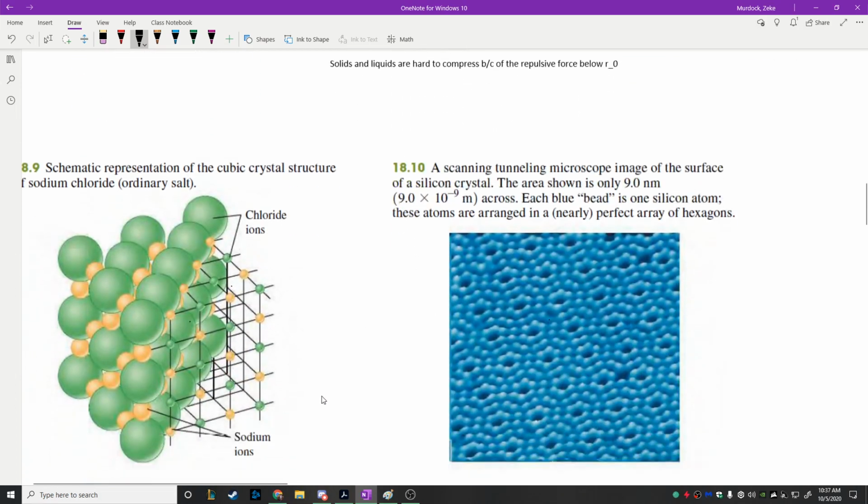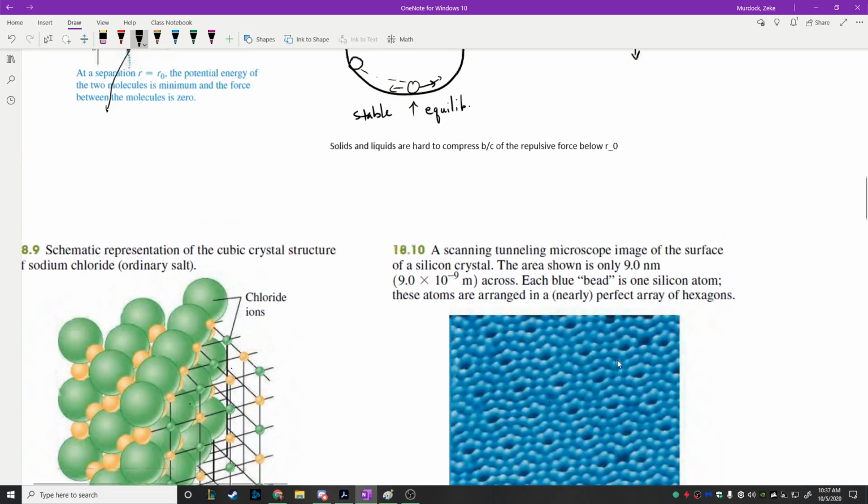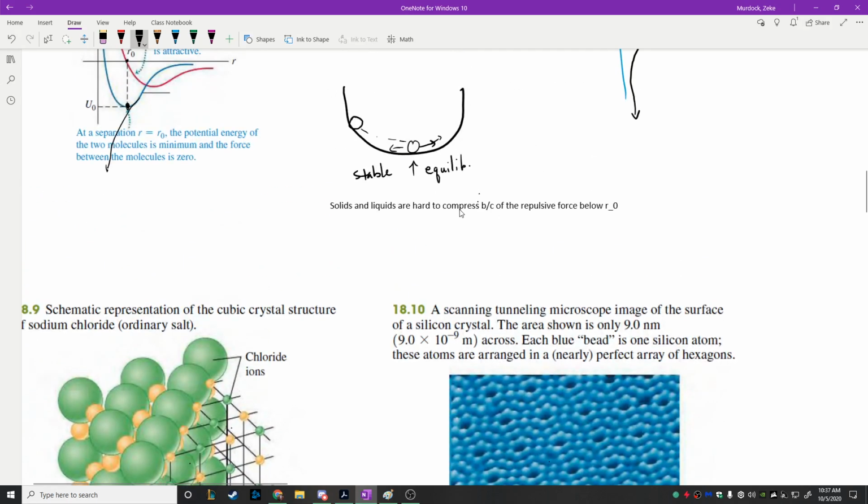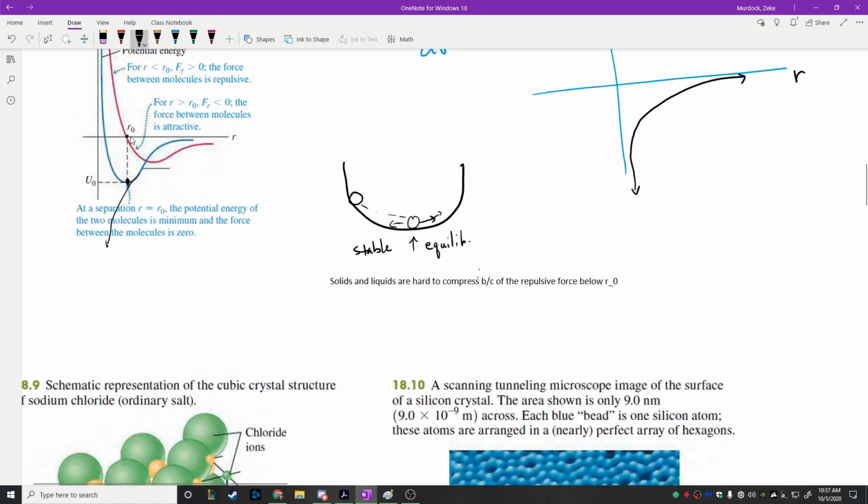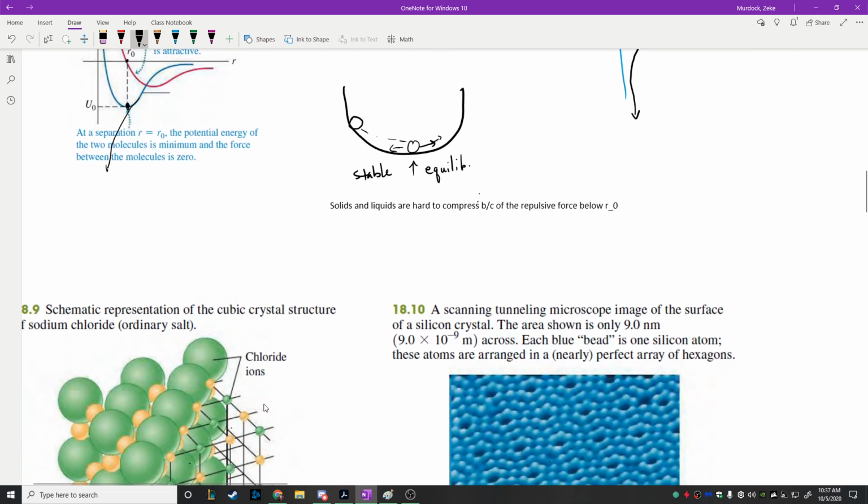You get similar types of arrangements inside liquid molecules. One thing I noted here was that solids and liquids are very hard to compress because of the repulsive force you get once you go below R naught. If you try to squeeze a solid, it's not going to let you. Solids can be compressed, it just takes a whole lot of force, and there's a limit to how much they can be compressed. The same thing can be said of liquids.